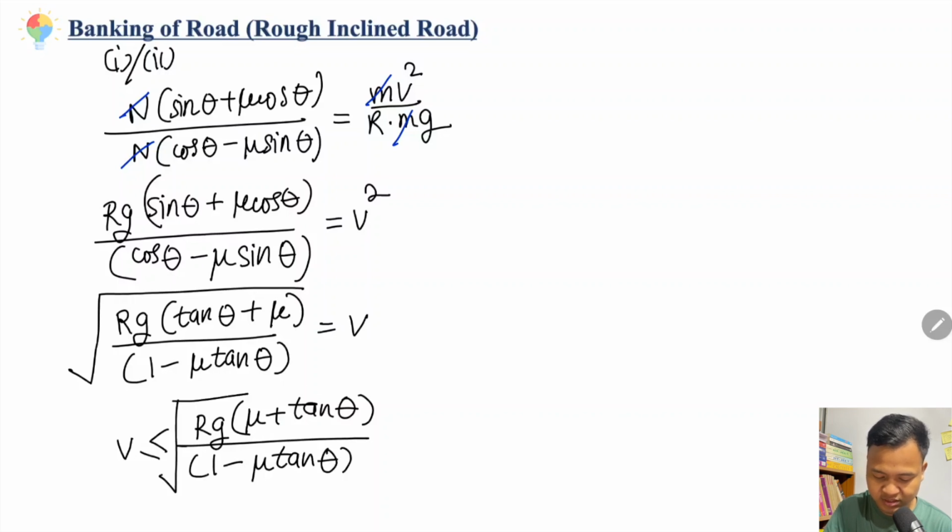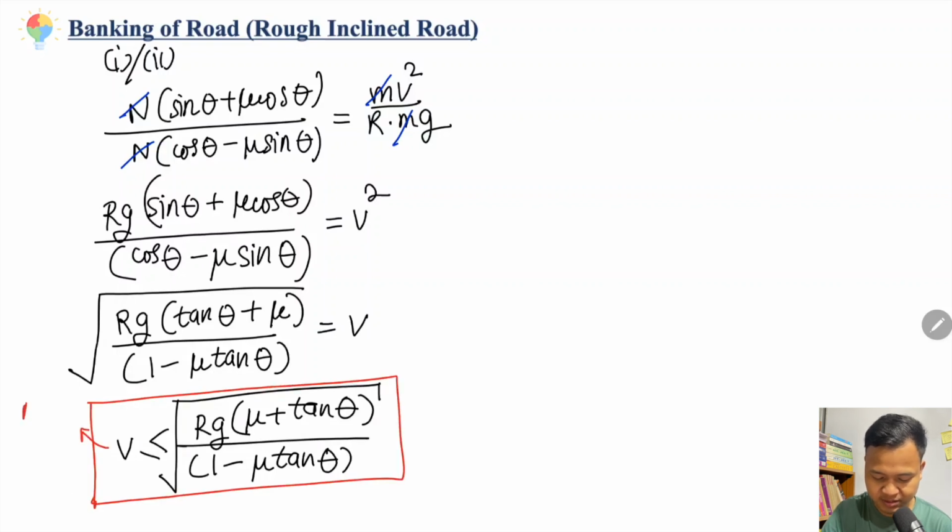Okay, so as long as this is satisfied, there will be no sliding. So this is the condition for the maximum speed for no sliding: v is less than or equal to root over rz into (mu plus tan theta) divided by (1 minus mu into tan theta).